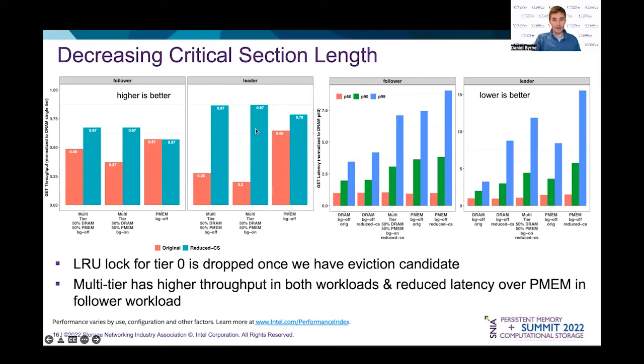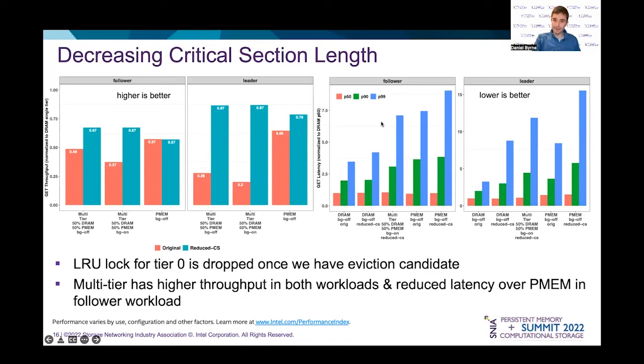This is more than 4 times improvement in the multi-tier with reduced critical section compared to our original implementation. And we can see now here that with background evictor off or background evictor on, we don't have a negative impact in terms of throughput.